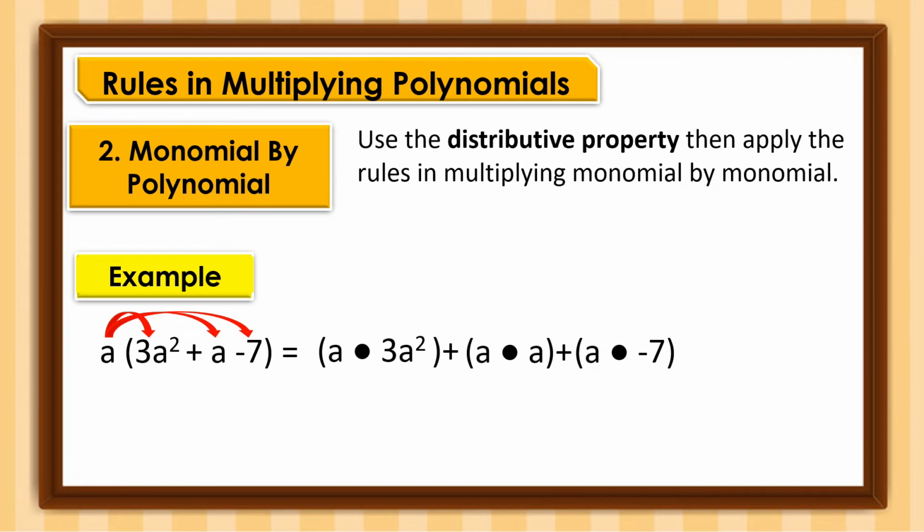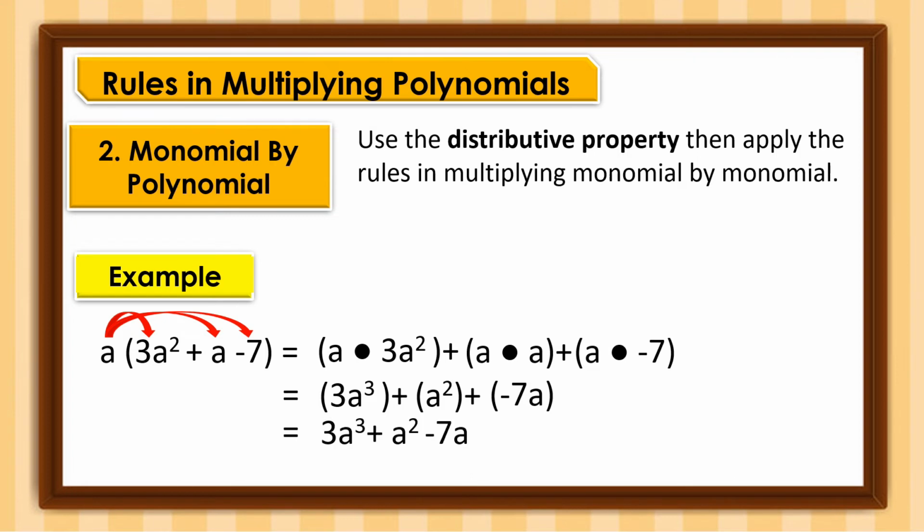After we distribute the a, or the monomial, let us now apply the rules in multiplying monomial by monomial. We will have a times 3a squared, that is 3a cubed, plus a times a, that is a squared, and then a times negative 7, that is negative 7a. And then let us simplify that. We will have the final answer as 3a cubed plus a squared minus 7a.